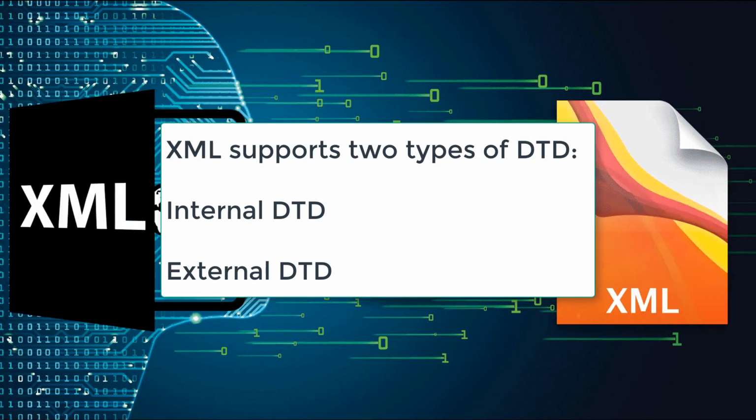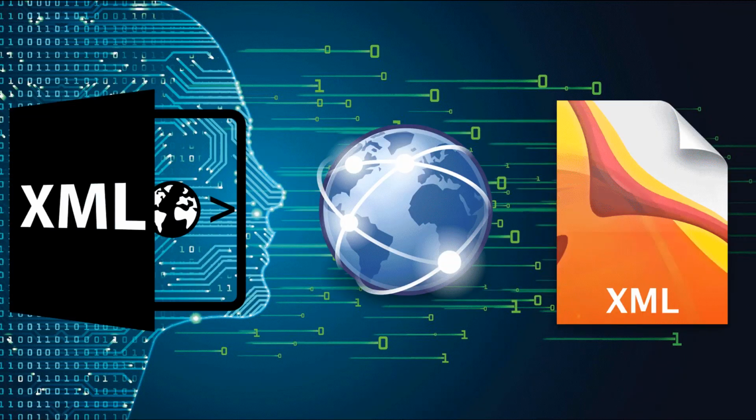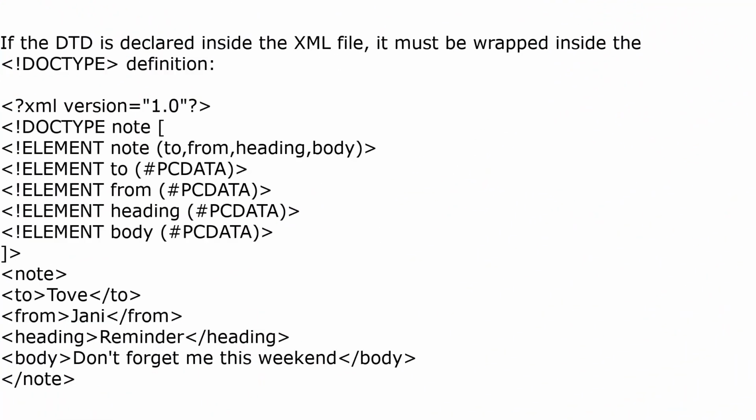What we will see in the upcoming codes is the internal DTD. So let us first see what is an internal DTD and how it is defined. If the DTD is declared inside the XML document, that is it must be wrapped inside the type definition, then that DTD is called an internal DTD. Here you can see an example. Here we have defined the structure for the XML file inside the code.